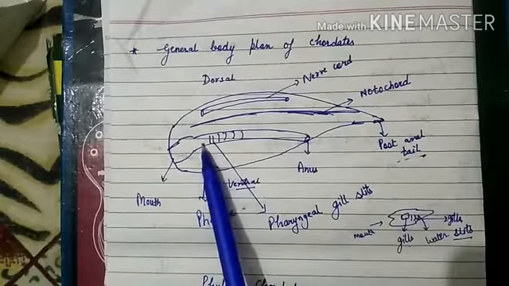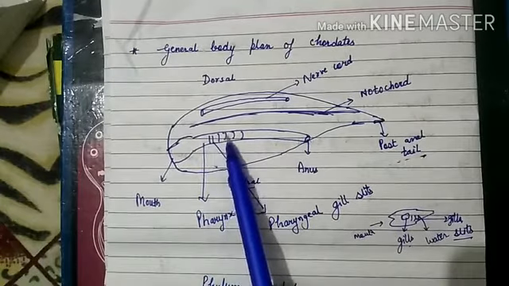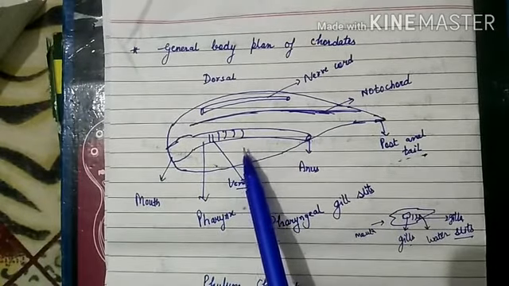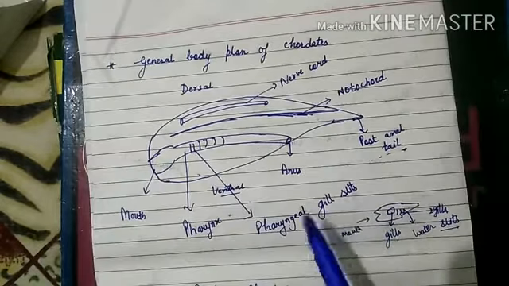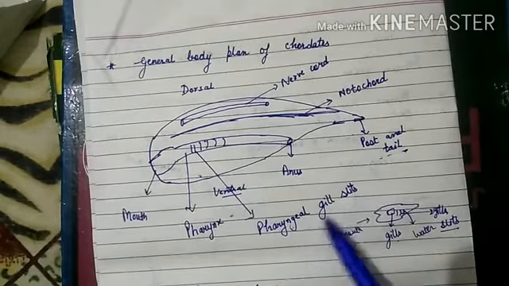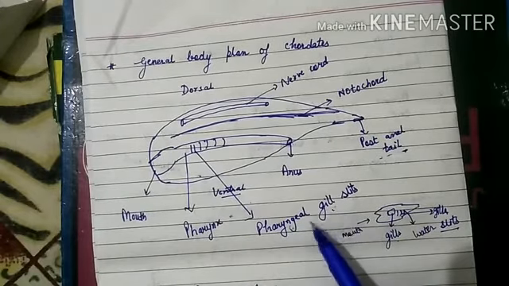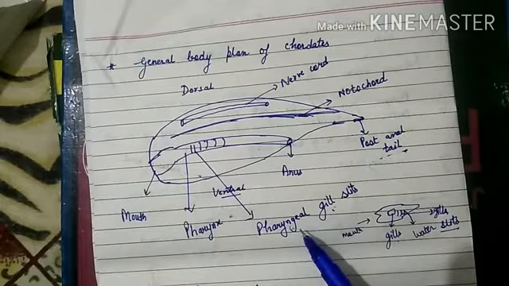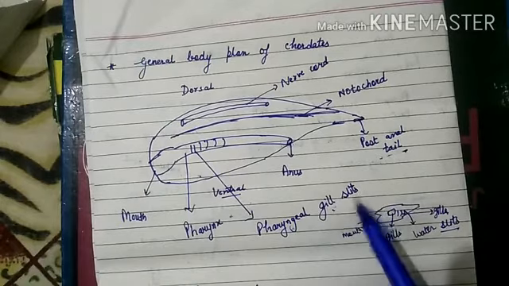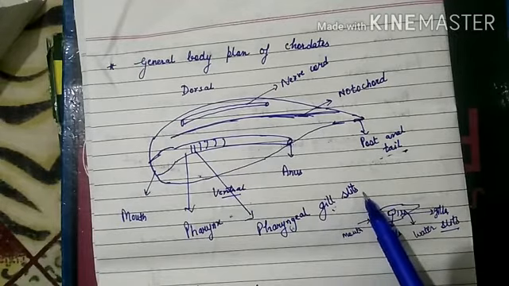And this is the pharynx. In the pharynx there are gill slits present. Pharyngeal gill slits are basically present in the embryonic form. In our embryo the pharyngeal gill slits are present, but not in adults. In the embryonic stage the pharyngeal gill slit is present.